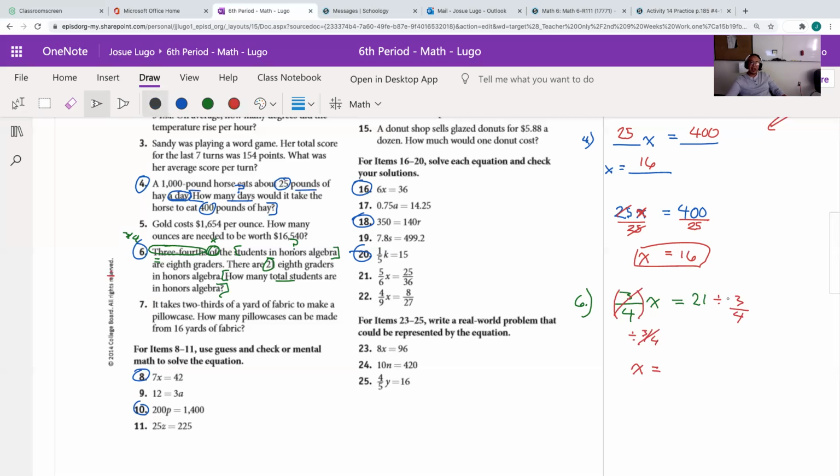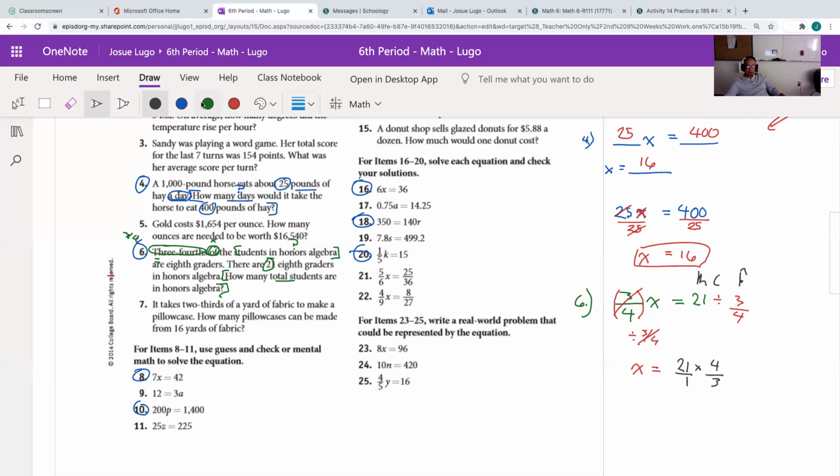Here, ladies and gentlemen, you have to remember how to divide fractions. When you're dividing with fractions, you have to do K, C, F. So we're going to keep the 21, change the division to multiplication, and then flip the fraction into its reciprocal, 4/3. All right. Well, but this is still a whole number. What do I do, Mr. Lugo? Guys, whole numbers, remember, if there's no fraction, it is always over 1. The 21 is the numerator, 1 is the denominator.